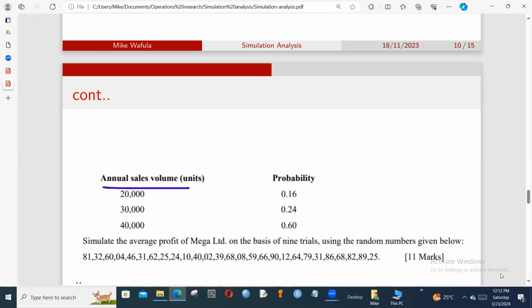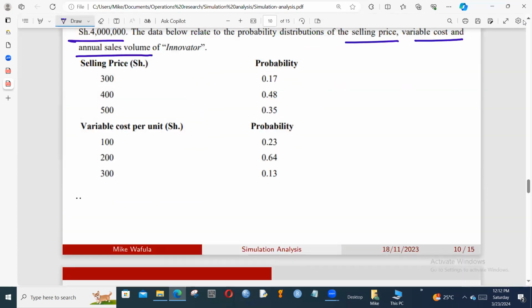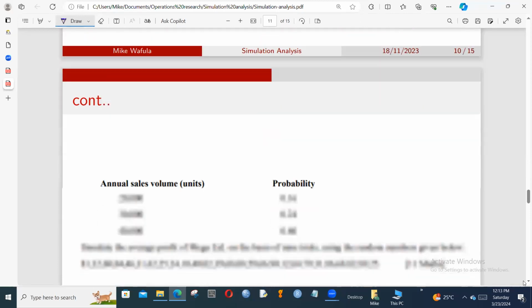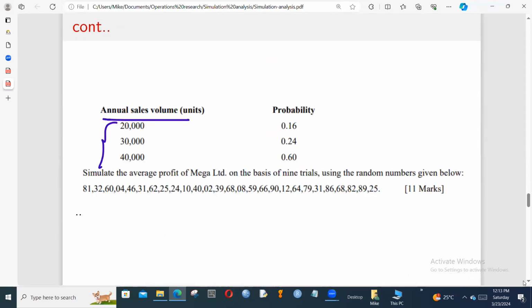You can see each of those variables has 3 outcomes, and they have given us the probabilities for each of those outcomes. So the question, of course, would again be about profit. Simulate the average profit. Again, we want to find the average profit on the basis of 9 trials.